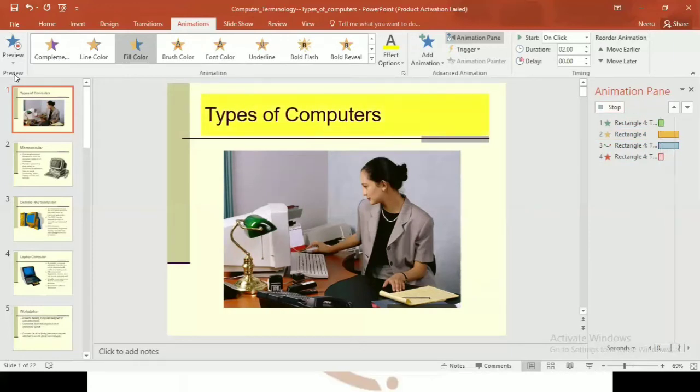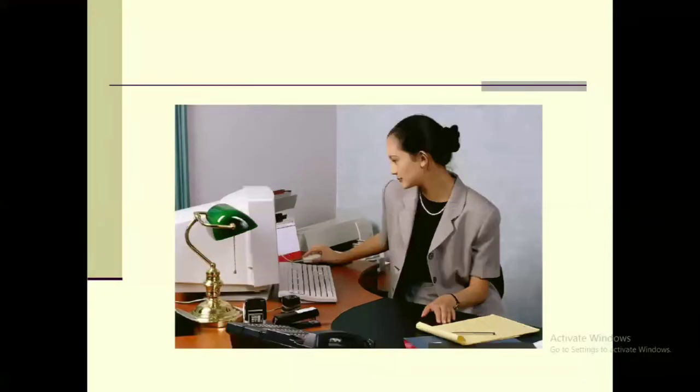The first one, second one, third one arc shape, fourth one fly out. I think all the four are clear. In the first one, I have taken one entrance animation. In the second one, I have taken emphasis. In the third one, I have taken motion path, and fourth one, exit. I am slide showing it by Shift plus F5.